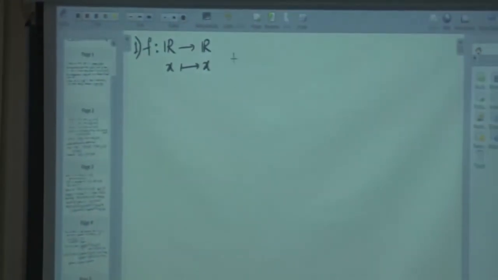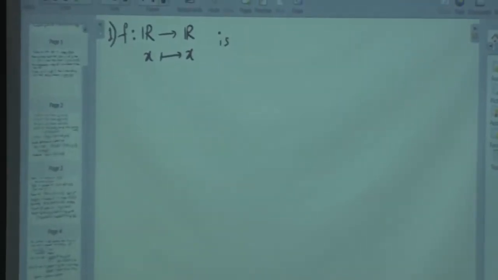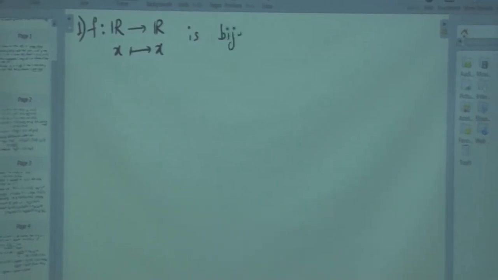Okay. So f from R to R, which is given by the rule that x maps to x, is injective, surjective, everything. Yeah, this is identity. Real numbers also don't matter, it is bijective. Okay, second example. Something which is injective but not surjective.